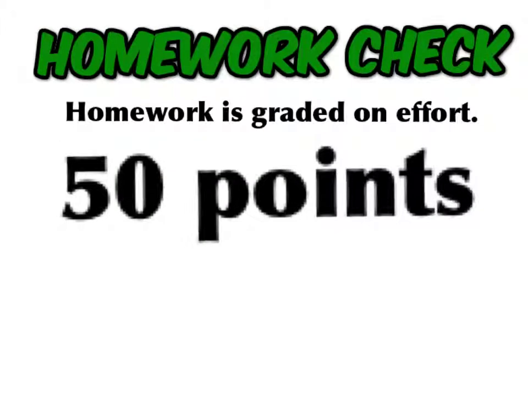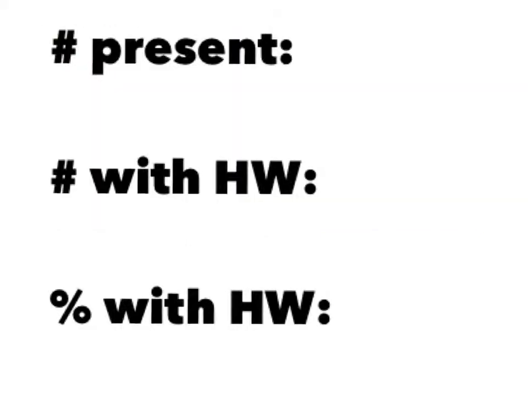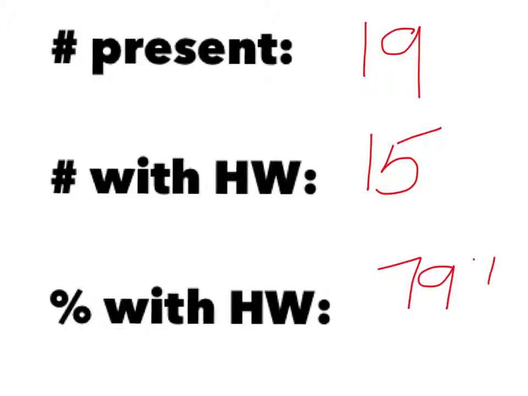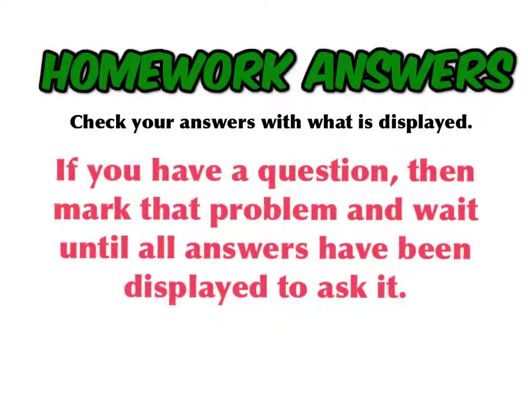The winning number today is 2. If you have the work shown for all problems on the homework, then you can bring it up now. 15 out of 19 had homework. That translates into a percent of 79. Here are the answers with the work shown for them.